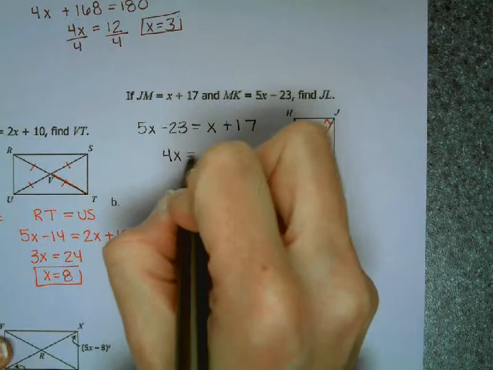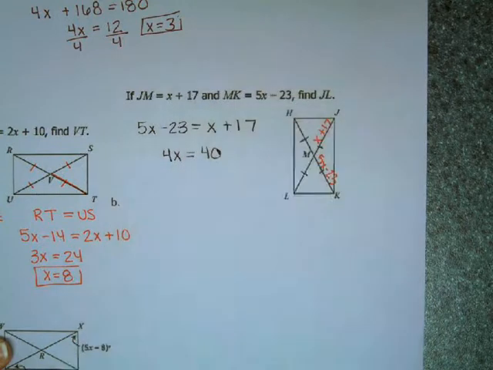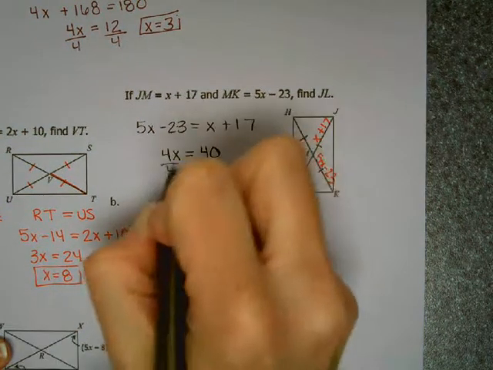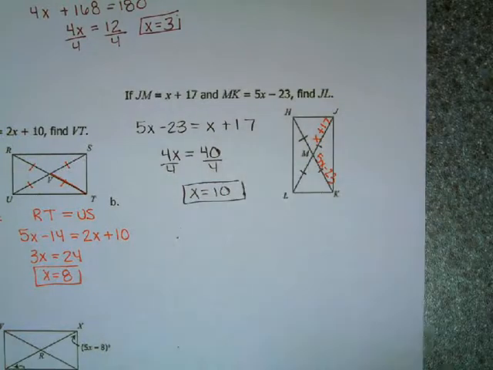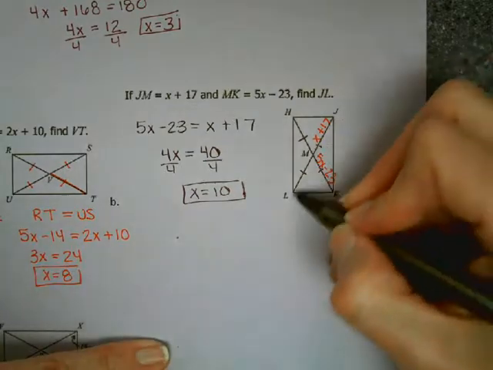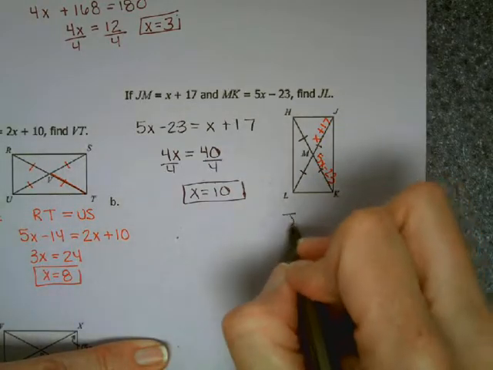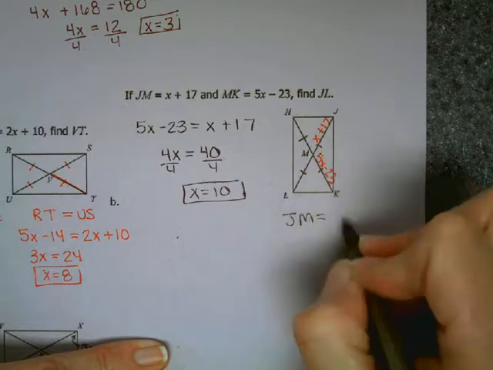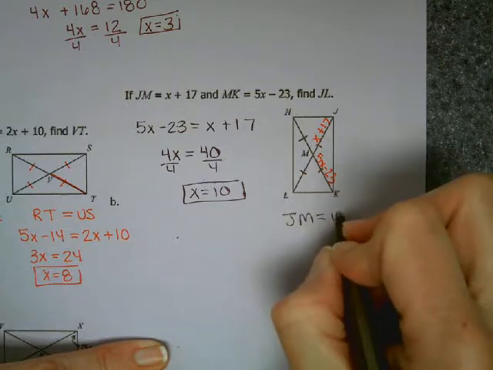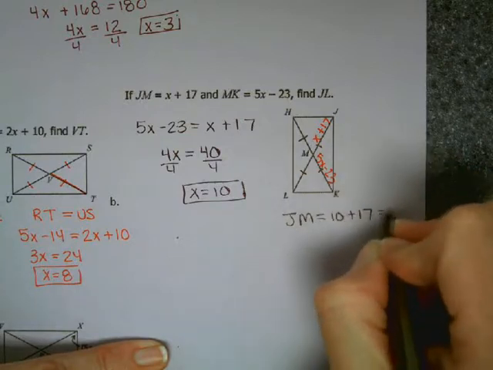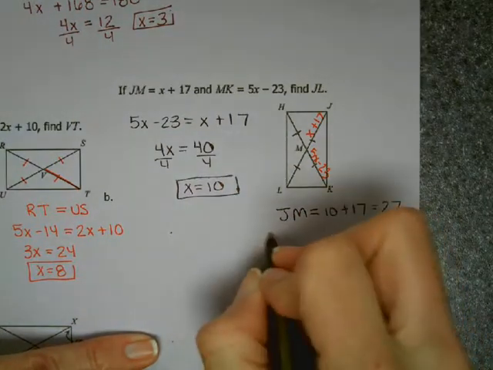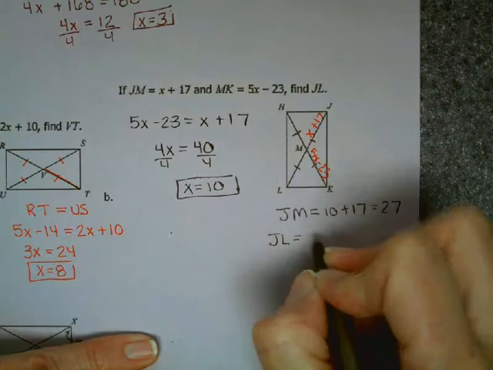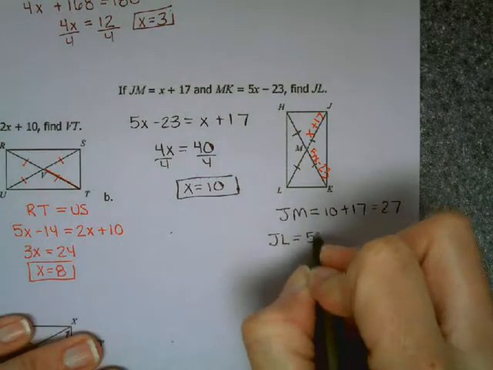Subtract x to the other side. Add 23 over. And divide by 4. X equals 10. Find JL. So JL is an entire diagonal, so let's find JM. So 10 plus 17 is 27. Okay, so JL, you would just have to double that to get the whole length, which is 54.